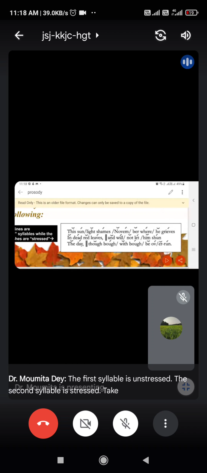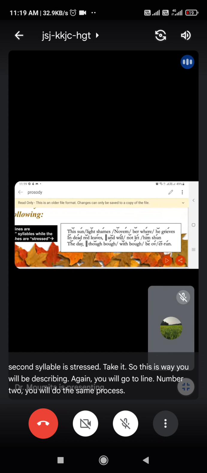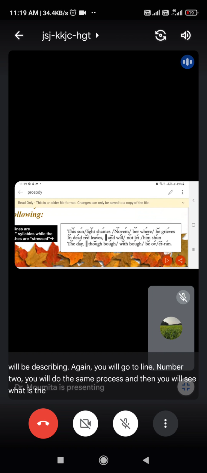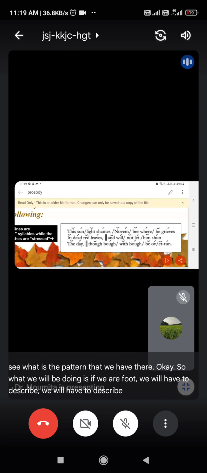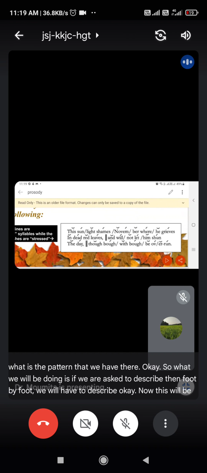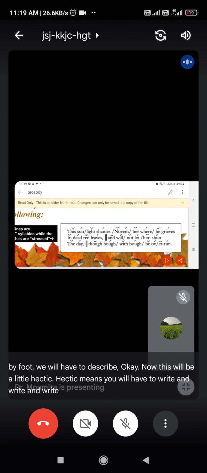Okay? So this is where you will be describing. Again, you will go to line number 2. You will do the same process, and then you will see what is the pattern that we have there. So if we are asked to describe, then foot by foot we will have to describe. Now this will be a little hectic. Hectic means you will have to write and write and write in detail.